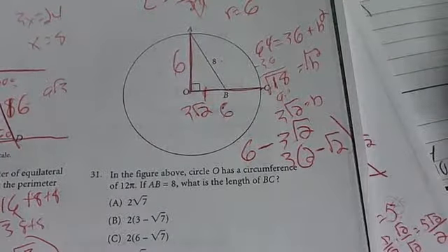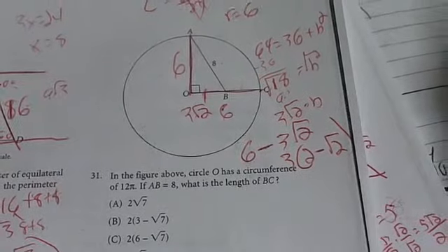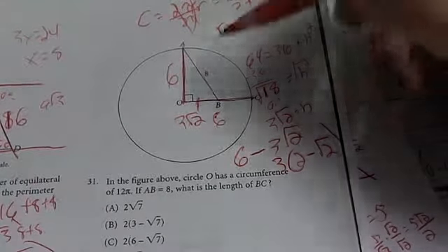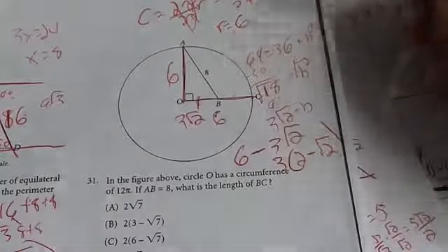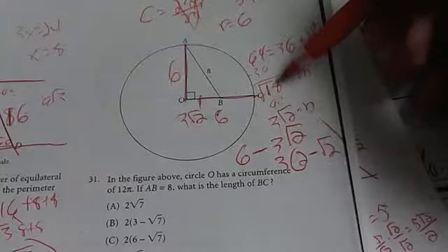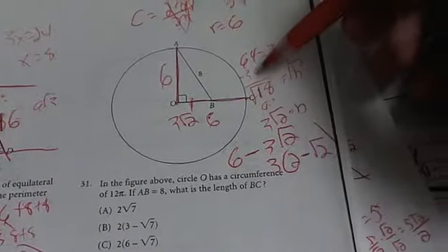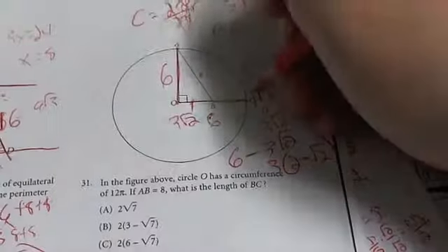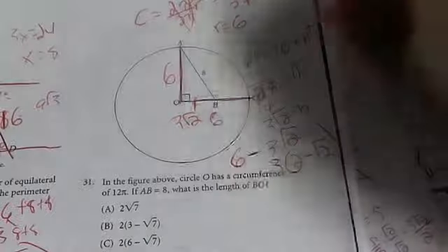Yeah, hold on. I did it wrong. That's 6, that's 8. 64 minus 36 is... Oh, sorry, it's 28. My bad. So square root of 28.